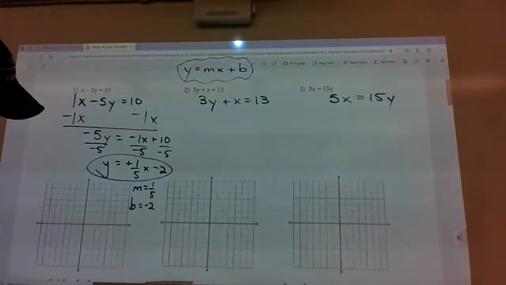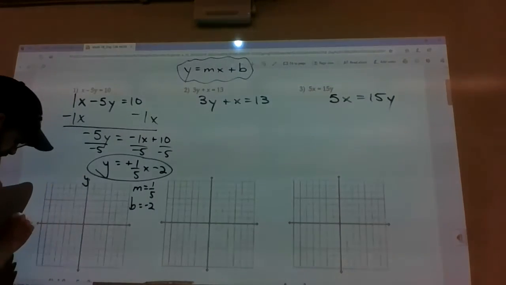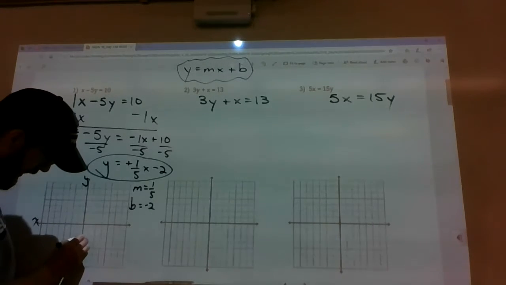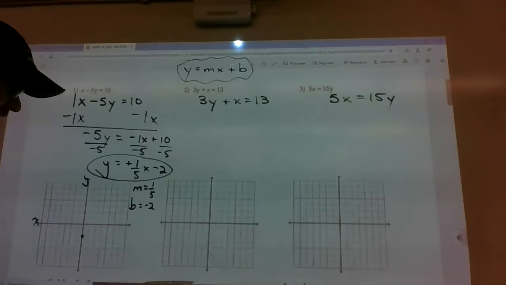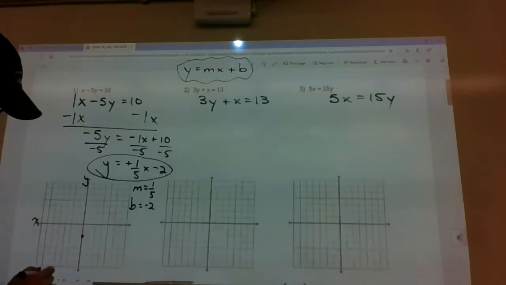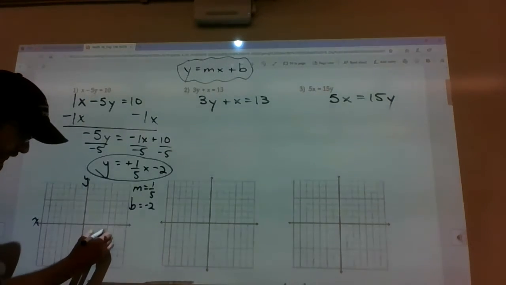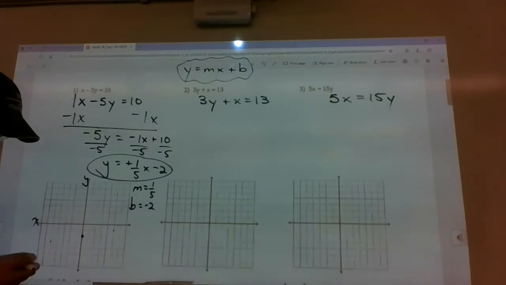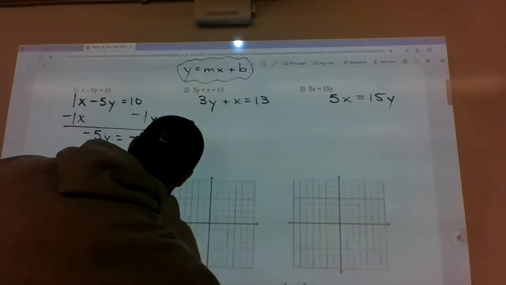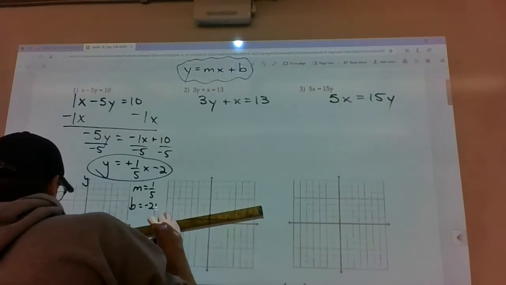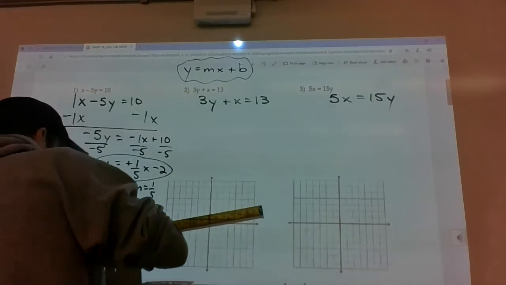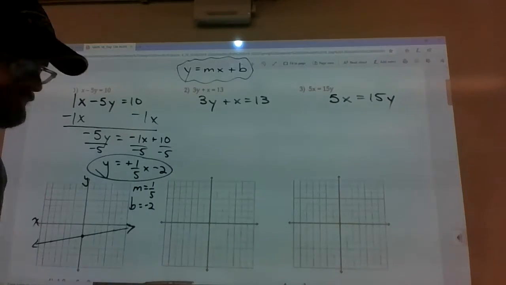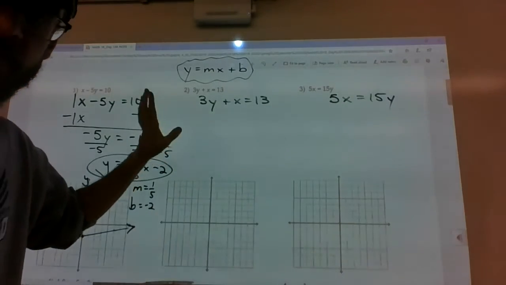So if we're using this xy grid here, here's my y-axis, here's my x-axis. B equals negative 2 means go down 2 blocks, put a point. Then you're going to go up 1, right 5. Up 1, right 1, 2, 3, 4, 5. Or down 1, left 1, 2, 3, 4, 5. There we go.